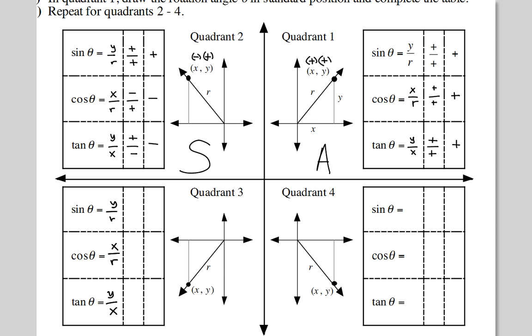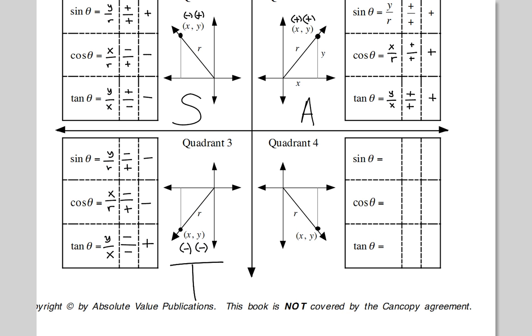So in quad 3, both the x and the y are negative. So when you go to do sine and cos, you'll have a negative divided by a positive for both of them. So both sine and cos are going to be negative in quadrant 3. But what happens when you get to the tan? Negative divided by a negative is a positive. So the only ratio that's positive in quadrant 3 is tan. So put a big fat T.